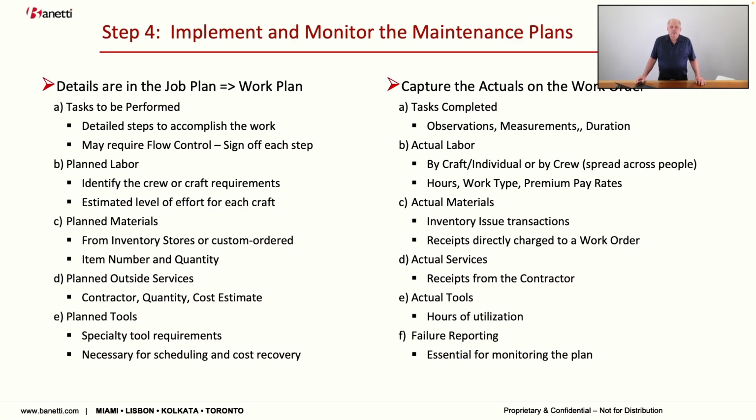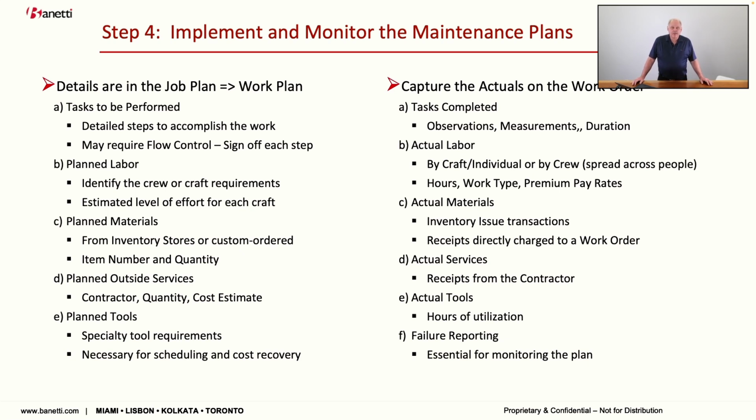Planned labor. We can identify the crew type or the craft or skill required to perform the work. You don't want to identify the individual because you may have a lot of people who have that skill and you want to balance your resources effectively across a lot of different work. The materials required to do the work from your inventory stores or in some cases custom ordered just for that particular work. The item number and quantity is what it comes down to.